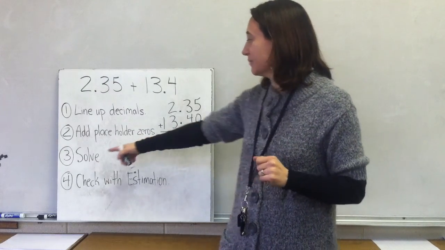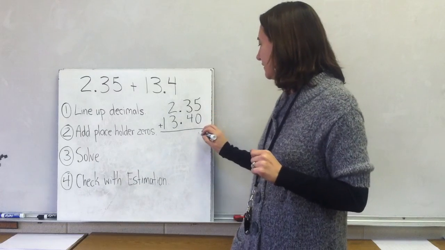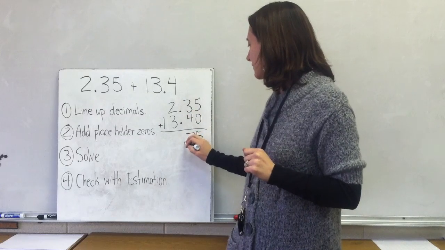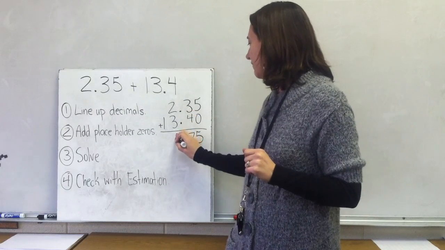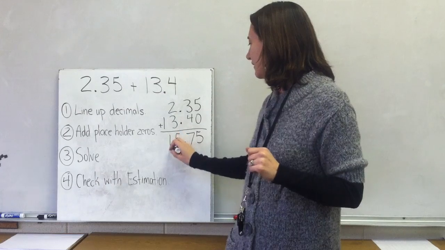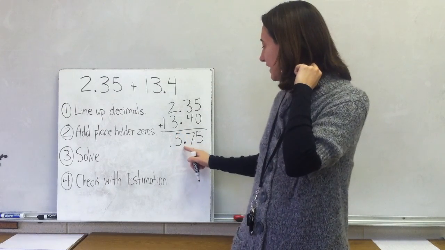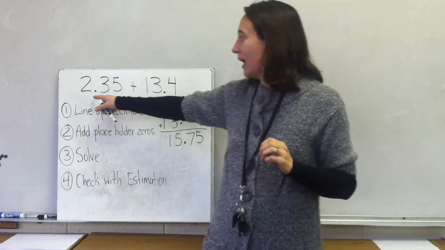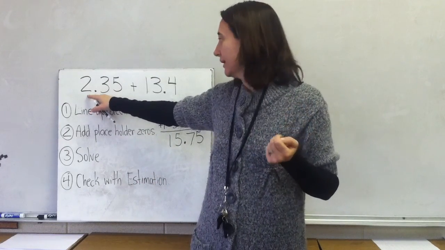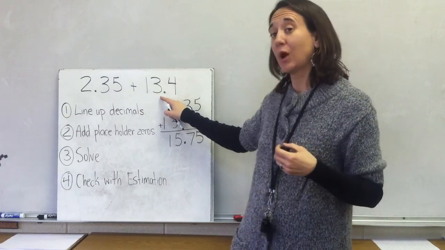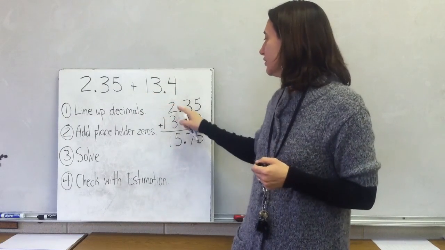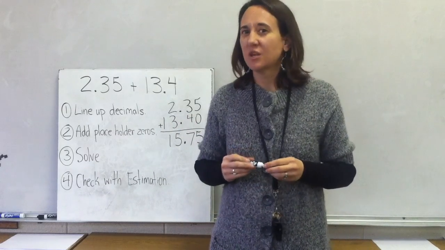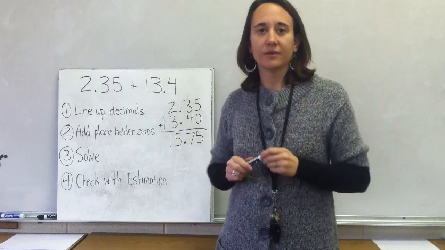All right, now all we have to simply do is solve, and we'll add. 5 plus 0 is 5. 3 plus 4 is 7. Bring down your decimal. 2 plus 3 is 5. And 1 plus nothing is 1. So we get 15 and 75 hundredths. Now we can check with estimation. We're adding about 2, right? It's the nearest whole number. And we're adding about 13. 2 plus 13 is 15, and our answer is 15 and 75 hundredths. So we know we got it pretty close.